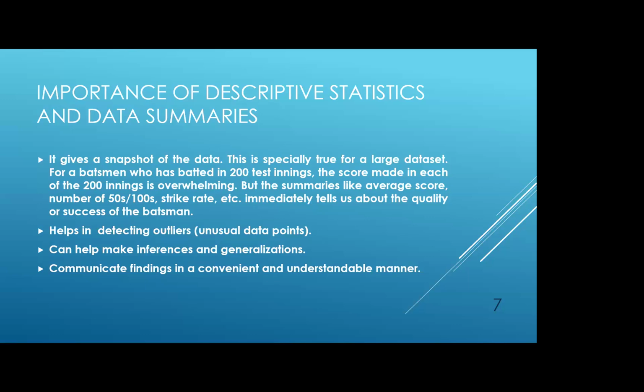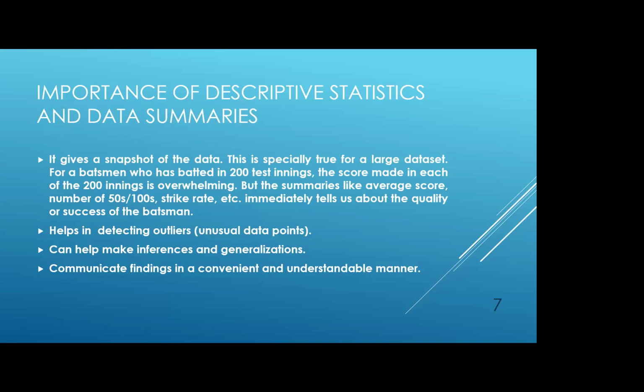But the summaries like average score, number of 50s, hundreds, strike rate, immediately tell us about the quality or success of the batsman. That is why when a batsman comes into the crease or a bowler comes to bowl, they will provide on your screen these summary statistics, because that is sufficient for us to know how capable he is or how experienced he is. Giving his scores one by one might be of interest to some statistician, not to us.